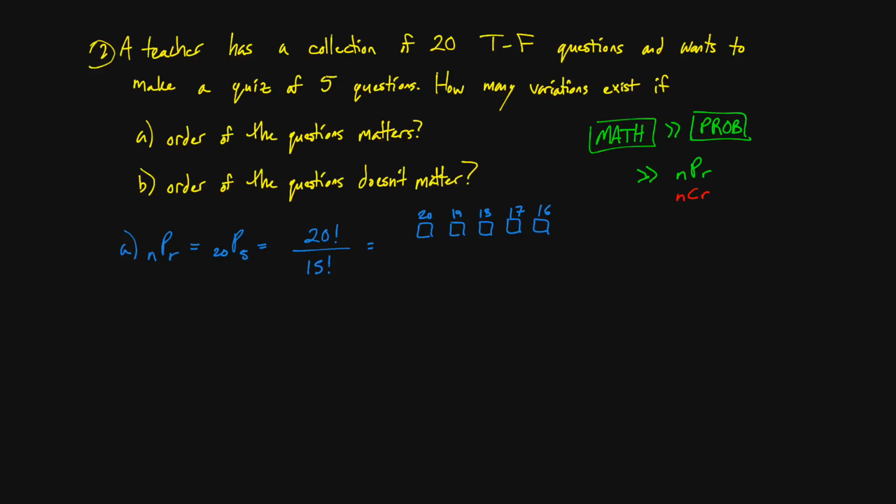Okay? So in this case, when you do this out, you're going to get an answer that states that this should be equal to 1,860,480. So let's move on to the next one. Okay, and in this case I'll do this in red. This is going to be nCr, it's a combination, and this is going to be 20C5 equals.